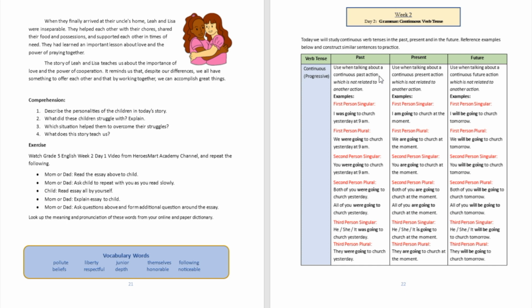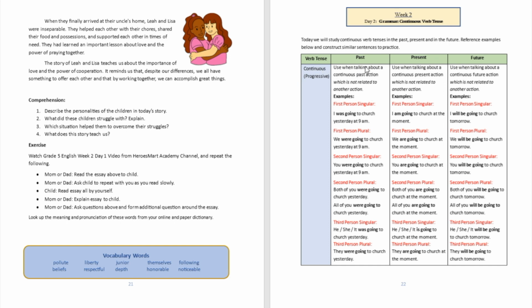So we're going to be talking about continuous verb tenses over here. And when we're talking about something that is continuous, we're talking about something that you are doing at this moment, or at a prior moment you were doing it. It's a continuous action that you're doing. Or in the future, you're going to be doing that thing continuously. So let's take a look at it.